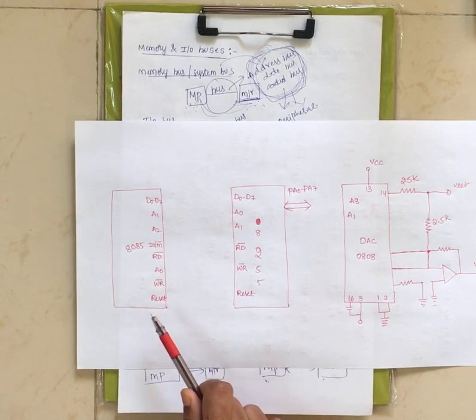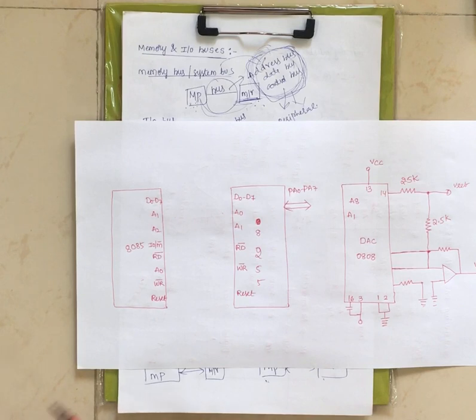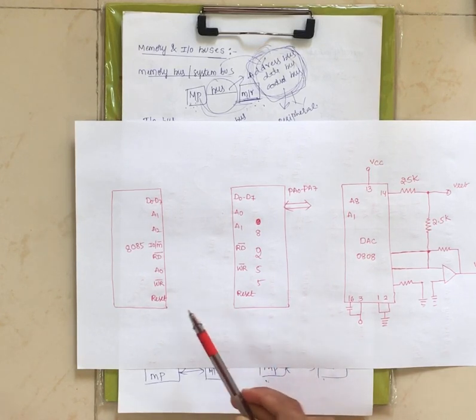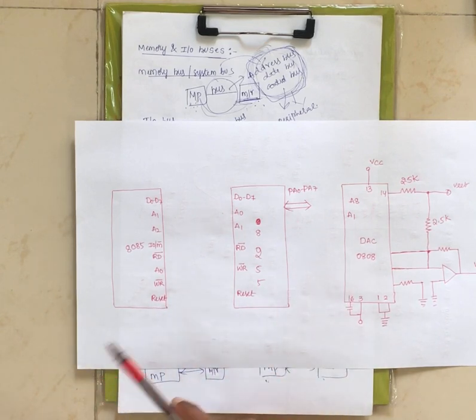Since 8085 doesn't have any IO ports, it cannot be directly interfaced with the DAC. Microcontroller can be directly interfaced with your DAC. A microprocessor cannot interface with any external device, not only DAC, because it doesn't have any IO ports. Those IO ports are responsible for communication between your microprocessor and externally connected devices.